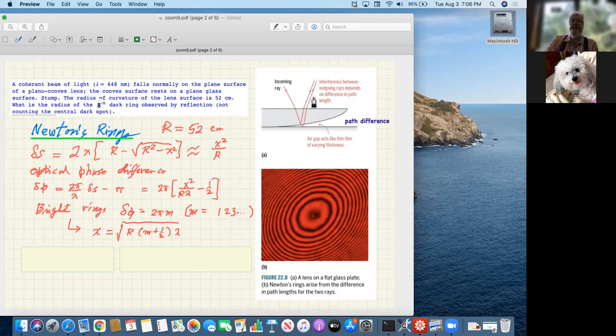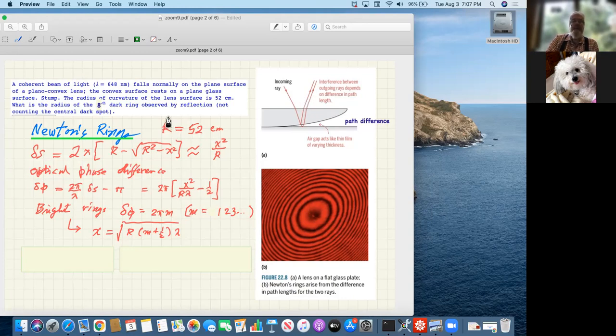overlapping, and they will interfere. And what happens is you get rings, regions of bright light and regions of darkness. And that's the interference of these two waves.